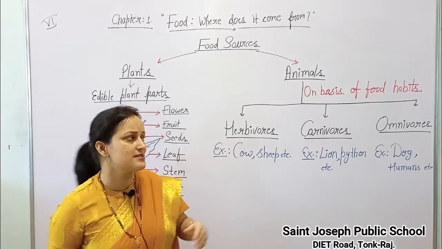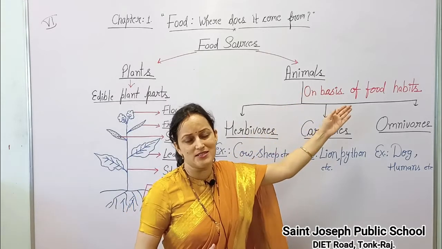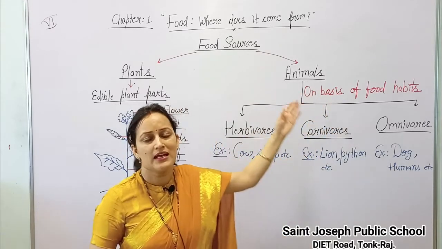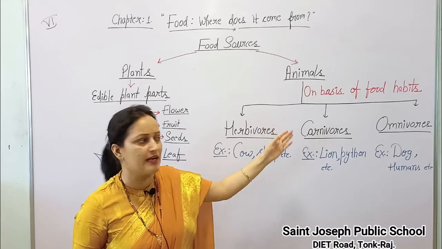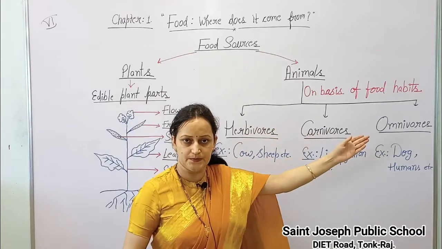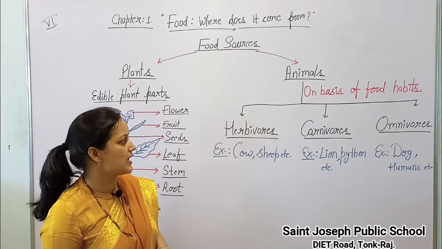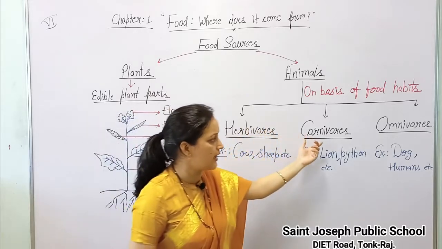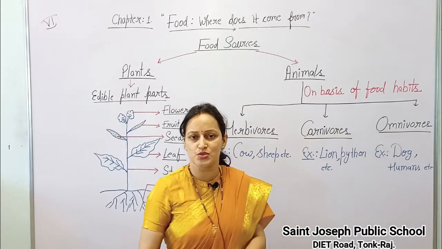So on the basis of food habits of different animals, they can be classified into 3 parts. These 3 parts are herbivores, carnivores and omnivores.